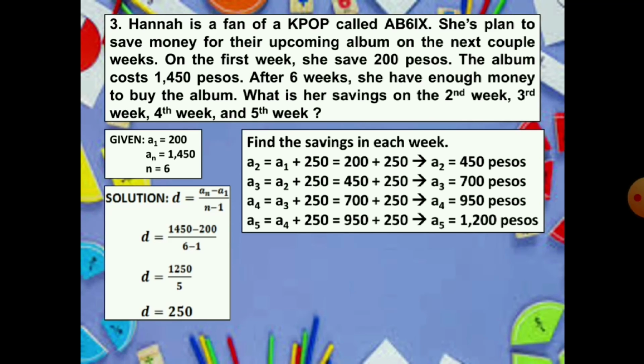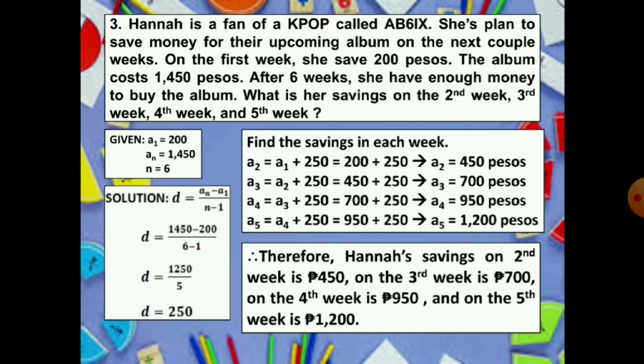a sub 4 is equal to a sub 3 plus the common difference, and substitute all the values. 700 plus 250, and a sub 4 is equal to 950 pesos. And for a sub 5, or the fifth week, a sub 4 plus the common difference, and substitute all the values. 950 plus 250, and a sub 5 is equal to 1,200 pesos.